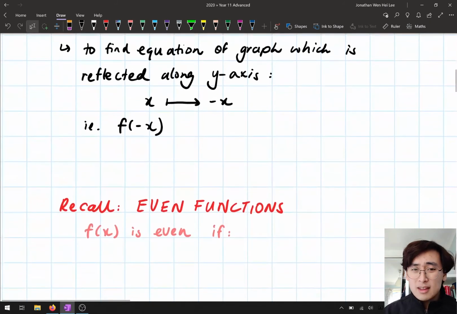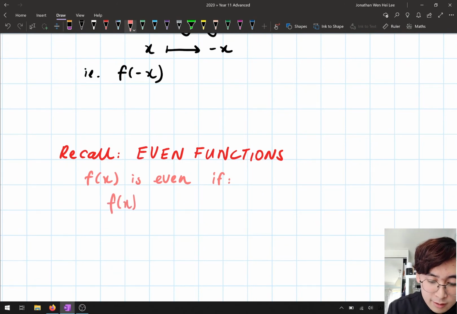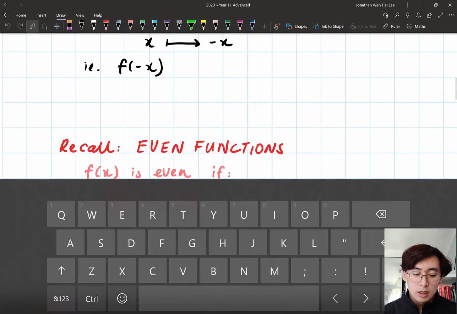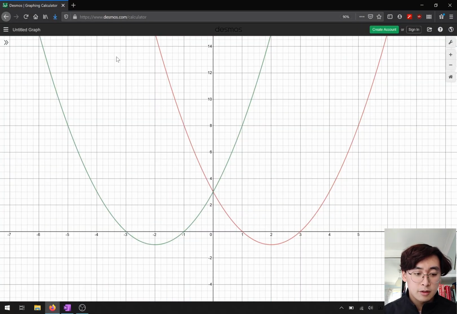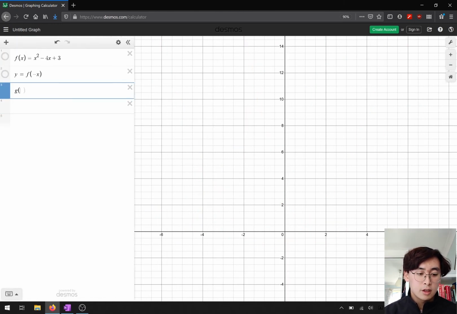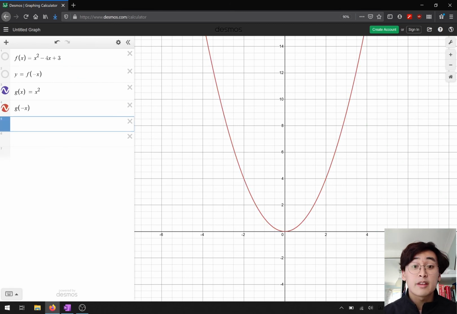And this is something we've actually dealt with before when we looked at even functions. If you remember, a function is even if f of x is equal to f of negative x. If we reflected a graph along the y-axis and it gave us the same graph, that is an even function. So for example, let me go to my Desmos and do another function. Let's call it g of x, and that is equal to x squared. Now if I put on the same graph g of negative x, what you notice is that it's the exact same function. So this function is an even function.